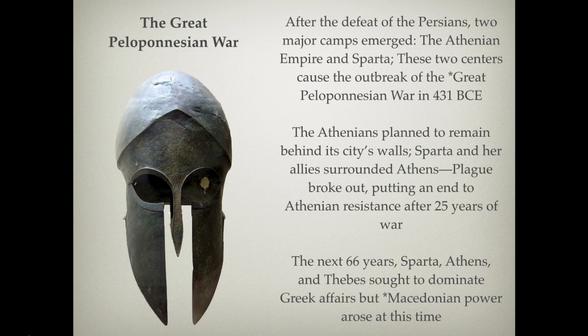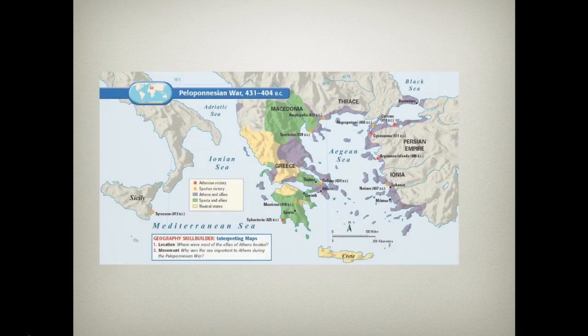So for the next 66 years, Sparta and Athens and Thebes sought to dominate Greek affairs and fought and squabbled with each other, but all the while a new power, the Macedonian power, which wasn't technically Greek in the first place, arose in the north and came to dominate politics.